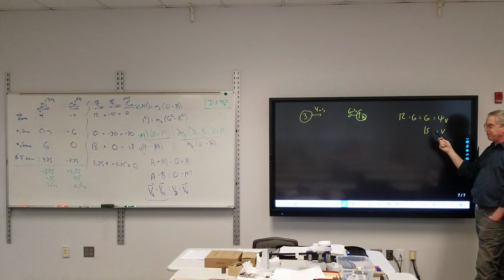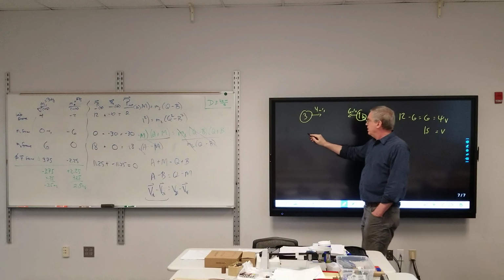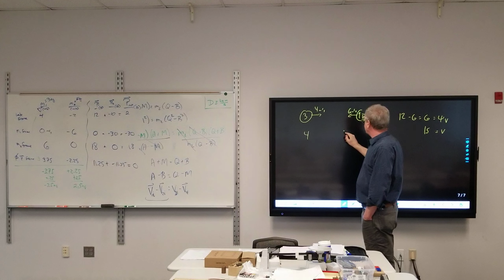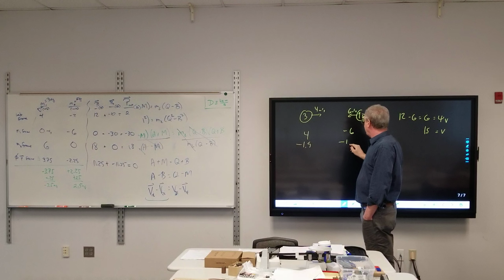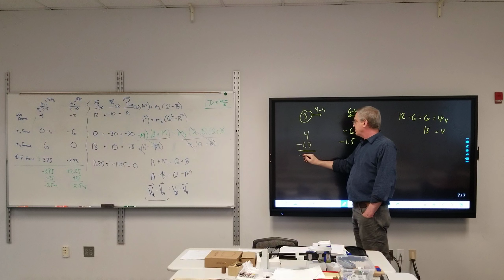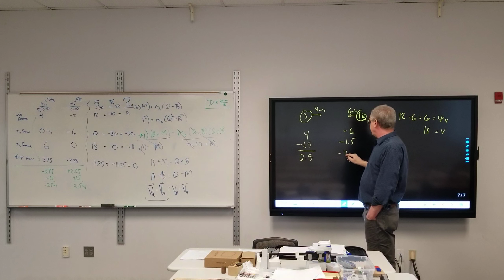First thing I do is figure out what is the perfectly inelastic collision solution. This starts out with 4, that starts out with negative 6. I subtract 1.5, so I get 2.5 and negative 7.5.